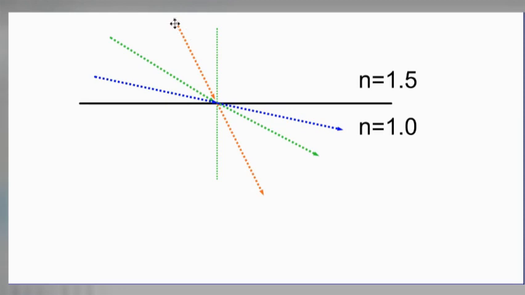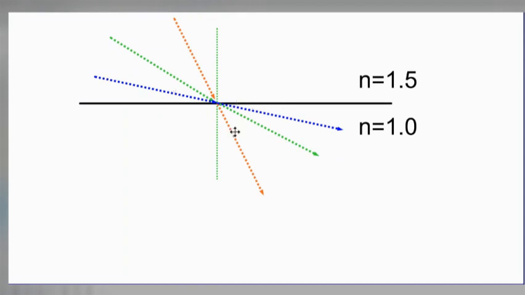Here I show three different light rays coming in through a boundary, the boundary being the solid black line. I've got a red line coming in, a green line coming in, and a blue line coming in. They don't represent different wavelengths. I'm just trying to indicate three different rays of light coming in. The top material has an index of 1.5, and the bottom one has an index of 1. Just some nice, easy numbers for us to think about.